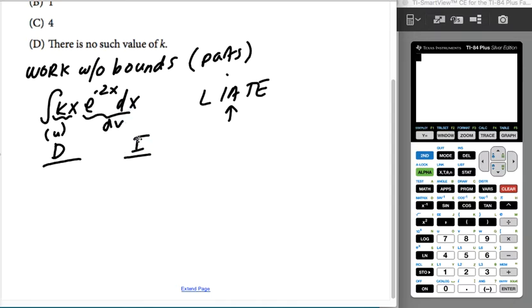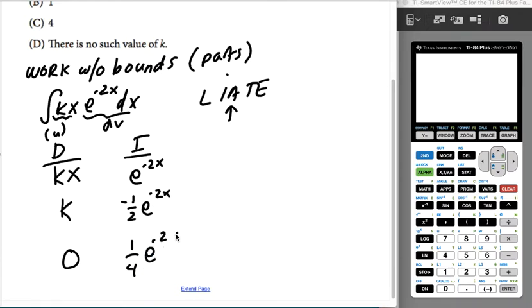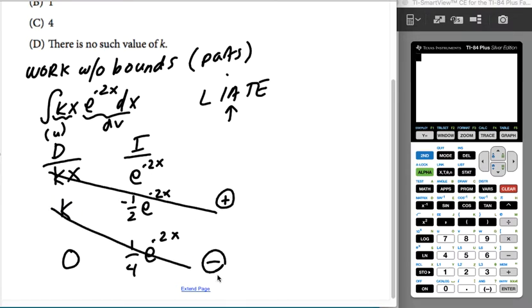Now the reason I'm doing it like it's the shortcut is because kx is eventually going to differentiate away to 0. It's going to be kx, then a k, and then a 0. This starts out as an e to the negative 2x, and each time I integrate, I'm going to have to divide by a negative 2. So this will end up being a 1/4 e to the negative 2x. And then my shortcut says that this would have a positive, and then this has a negative.